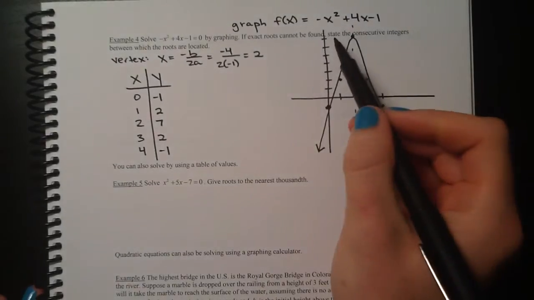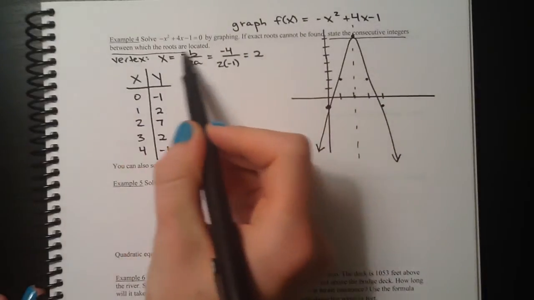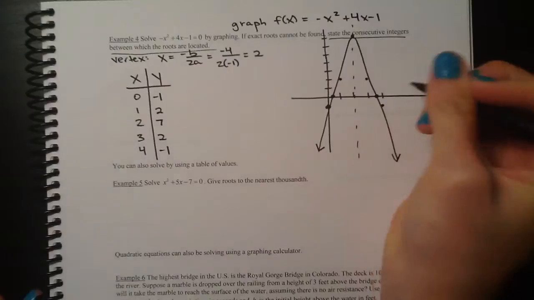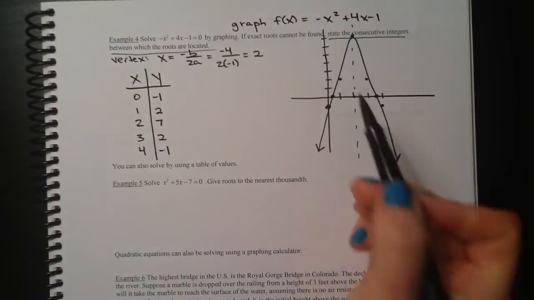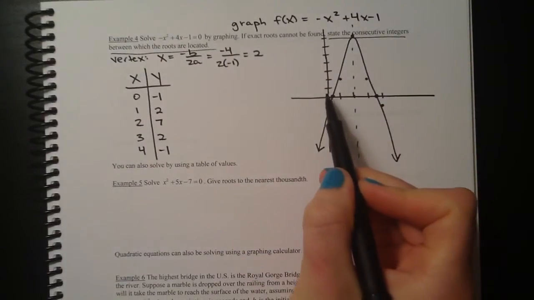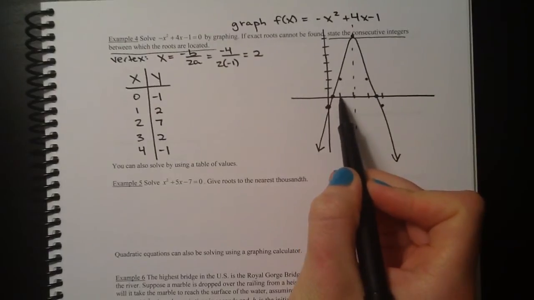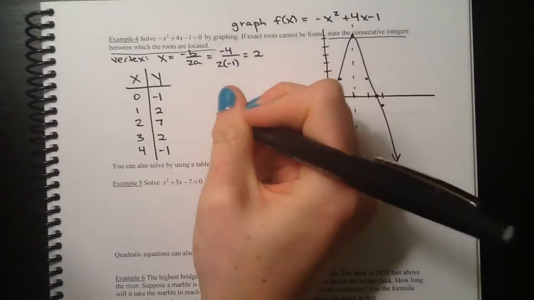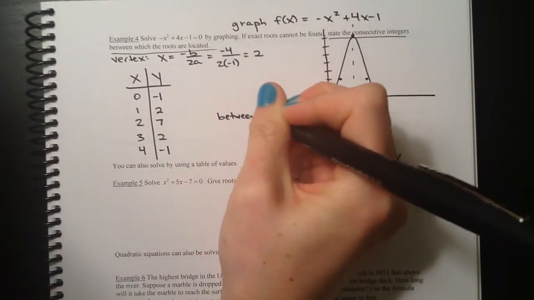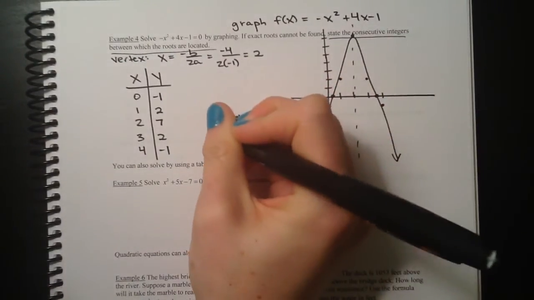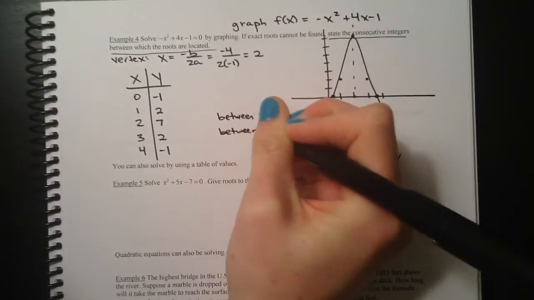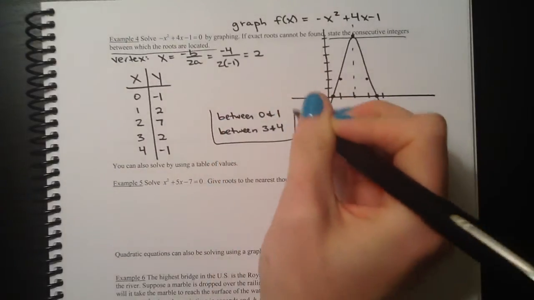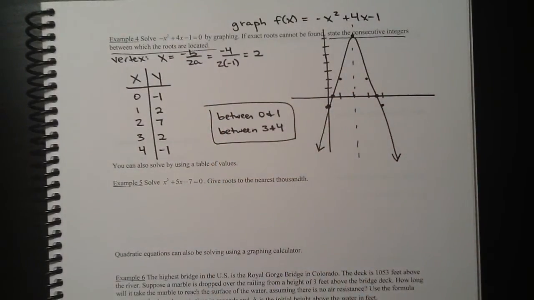And then it says state the consecutive integers between which the roots are located. So one of my roots is located right here, one of them is located right here. When they say consecutive integers, they literally mean between x equals 0 and x equals 1. And then again, we have between 3 and 4. So that's literally all we're going to write. Between 0 and 1. And then between 3 and 4. Okay, so that is about as accurate as we're getting with that one.